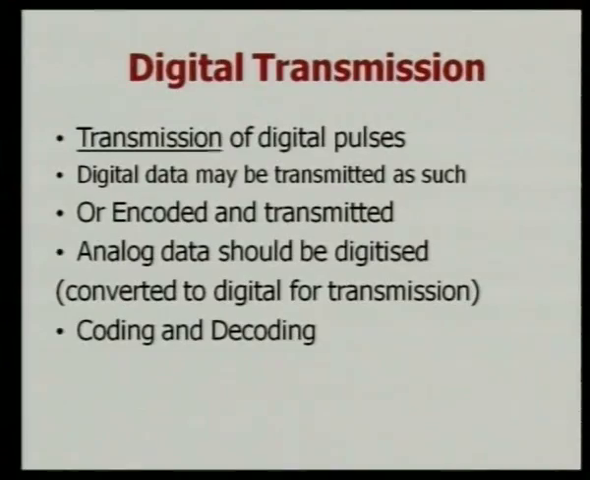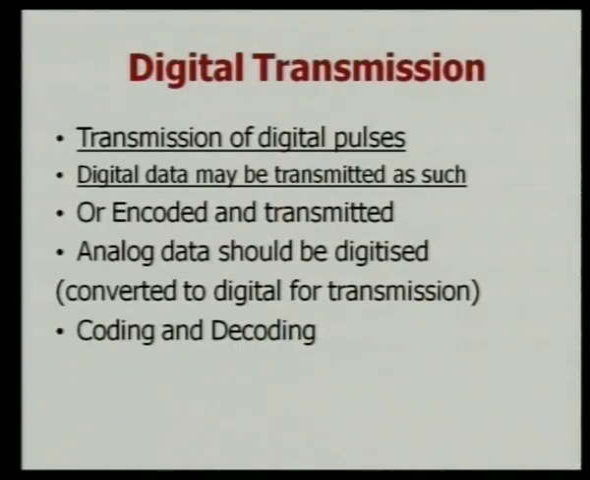So next is digital transmission. When you look at digital transmission, we are transmitting digital pulses. Actual transmission of digital pulses takes place in digital transmission. The digital data that is transmitted could be transmitted as such, or it can be encoded and transmitted. That is, if I look at digital data, because digital data is already in a digital form, if that digital data needs to be transmitted, I may be able to transmit it as such, or I may have to encode it, which means I slightly modify it to a different form and transmit it.